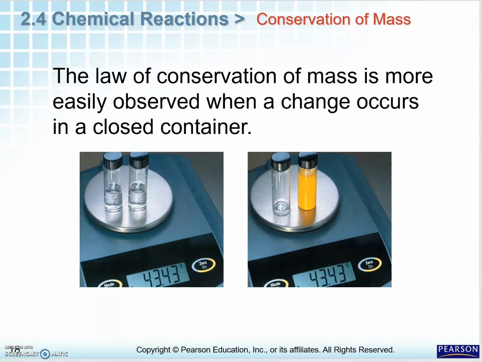The best way to actually observe this is whenever you are having a closed container without any gas that can escape. This is because gas is really difficult to catch and quantify, but whenever you are starting with two reactants here on the left, you see that they start with 43 grams and it ends with 43 grams. This is because the mass must be conserved. Otherwise, you may have lost some mass to gas.